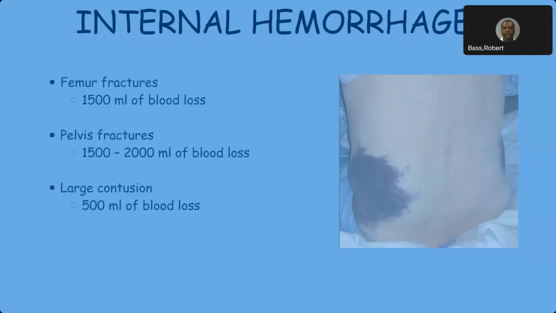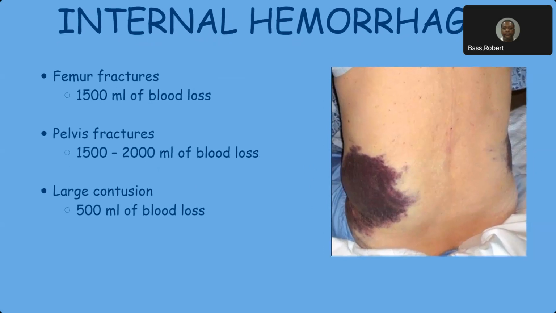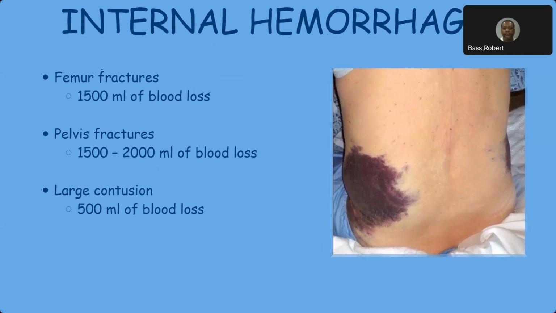Other areas that we want to pay attention to are your orifices: the nostrils, the ears, the anal area or the anus, and the genitalia area. What you're looking for is blood loss from these areas. This may signify that this patient is suffering from internal bleeding.